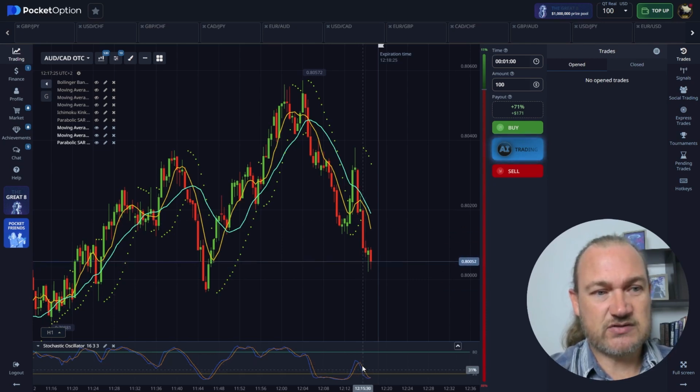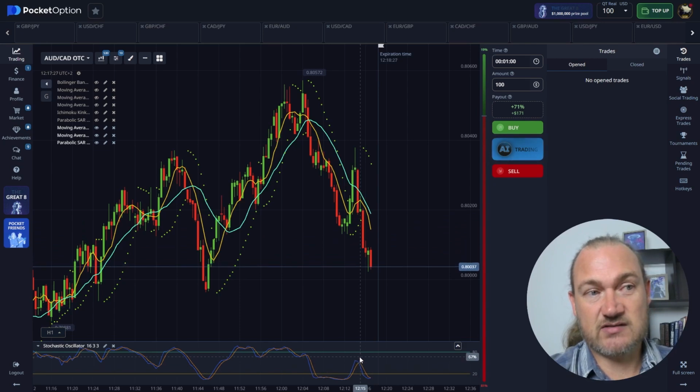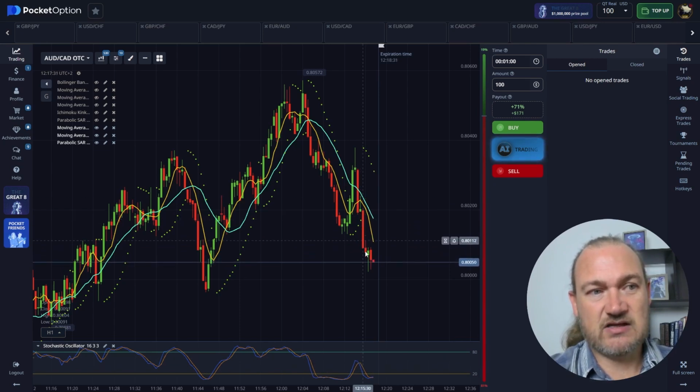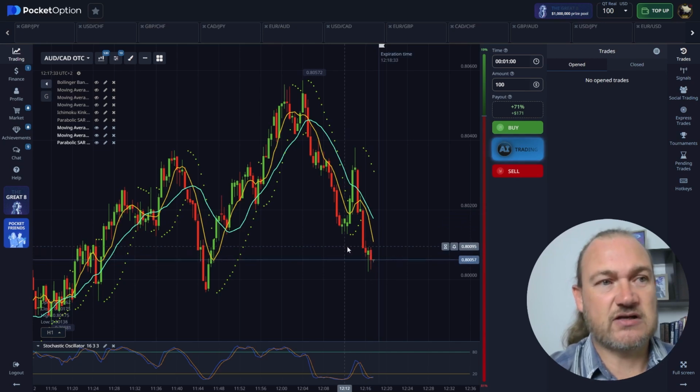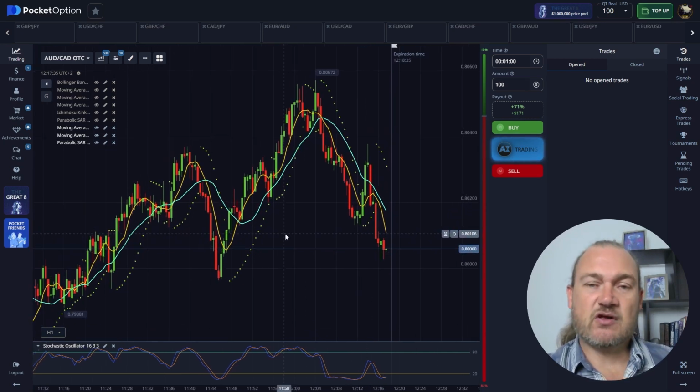When that happened, it was on that candle there. The stochastic has already turned down, so we could have taken a sell trade there, a 1 minute sell trade, and that would have been a good trade as well. That is the principle of the strategy.